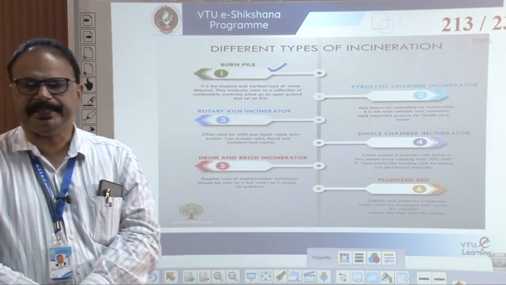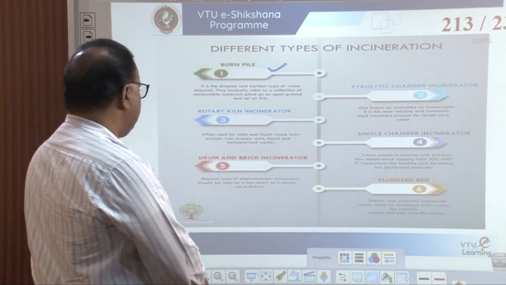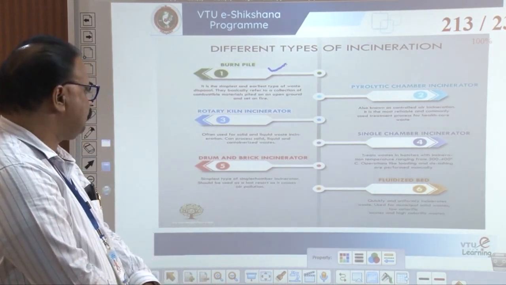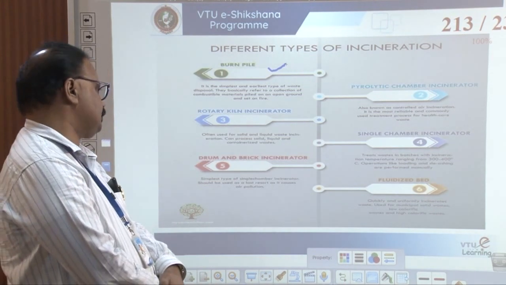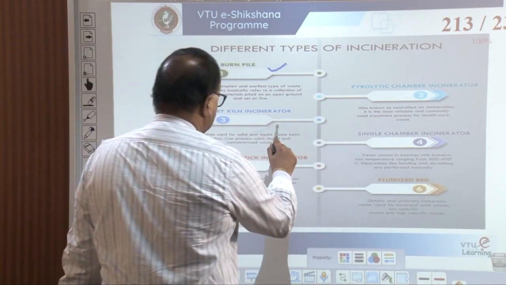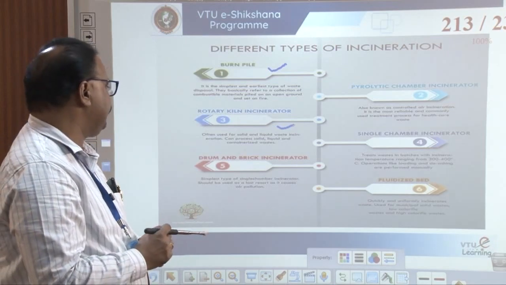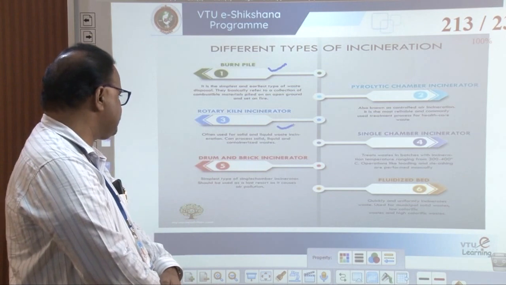Second one is the rotary kiln incinerator, often used for solid waste and liquid waste incineration. It can process solid, liquid and containerized waste. Okay, it is the rotary kiln incinerator, often used for solid and liquid waste incineration.